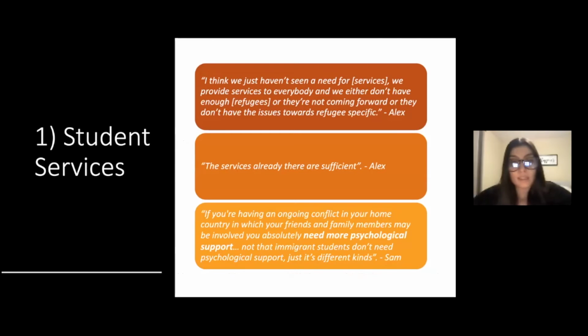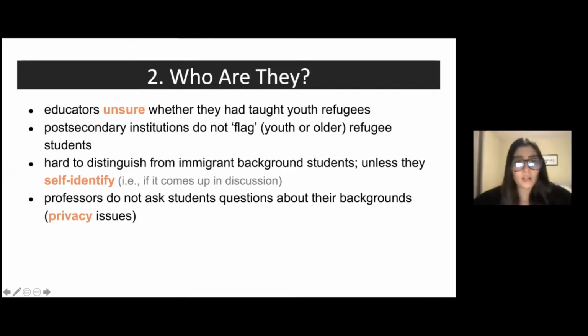Another participant said that the services are already sufficient, which we don't necessarily think is sufficient. And in contrast to that, another participant, Sam, said that they absolutely need more psychological support for the traumas that they endure, such as the ones that Shelley shared at the beginning of this presentation. So the second finding was, who are they?